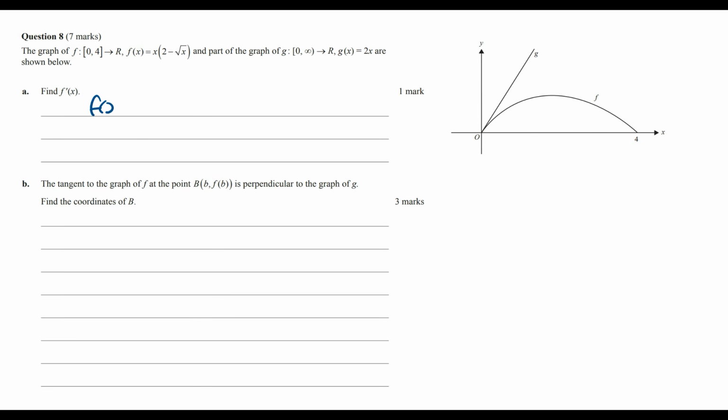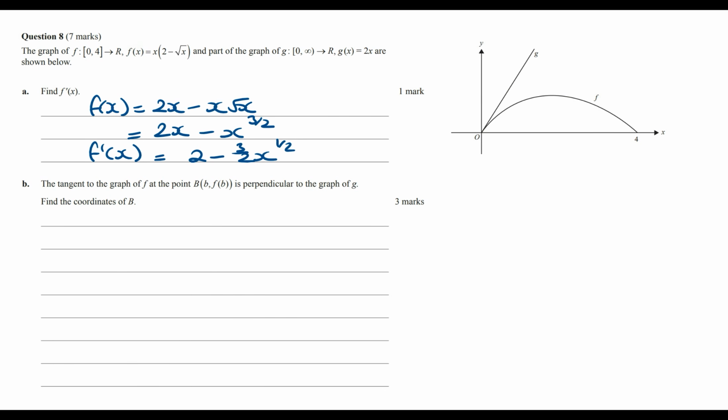And so we can write f of x is equal to 2x minus x times root x. In power form, this is going to be 2x minus x to the power of 3 on 2. And so f dash of x is going to be 2 minus 3 on 2 x to the power of a half.